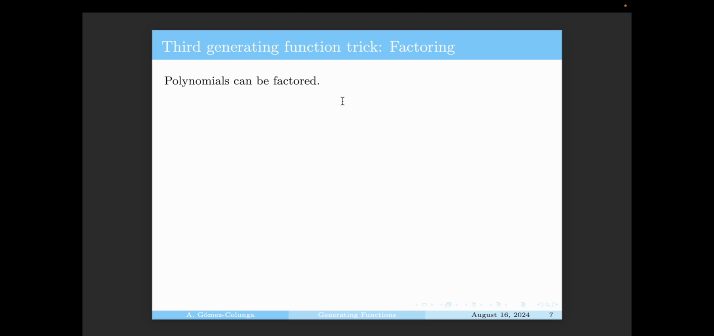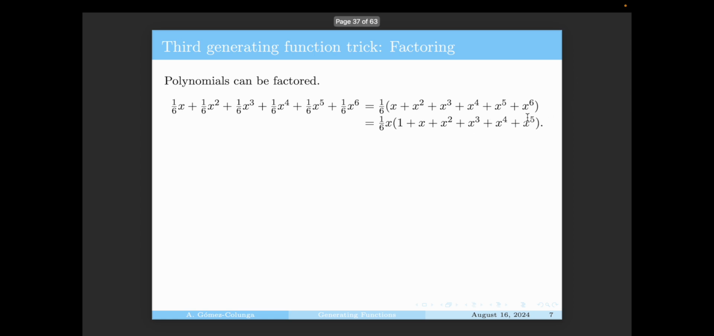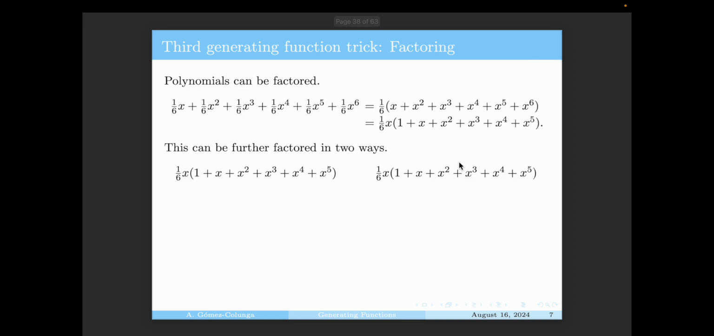Polynomials can be factored. For example, let's factor this polynomial. We notice very quickly that everything has a 1/6 in front of it, so we can take out a factor of 1/6, leaving only the powers of x. What's more, all of these powers of x are at least 1, so we can pull out an x to bring the smallest power down to 0 here. And from here, there are actually 2 ways we can go. And I'm going to be sort of narrating the stuff that's going on the left. You can follow along on the right if you wish.